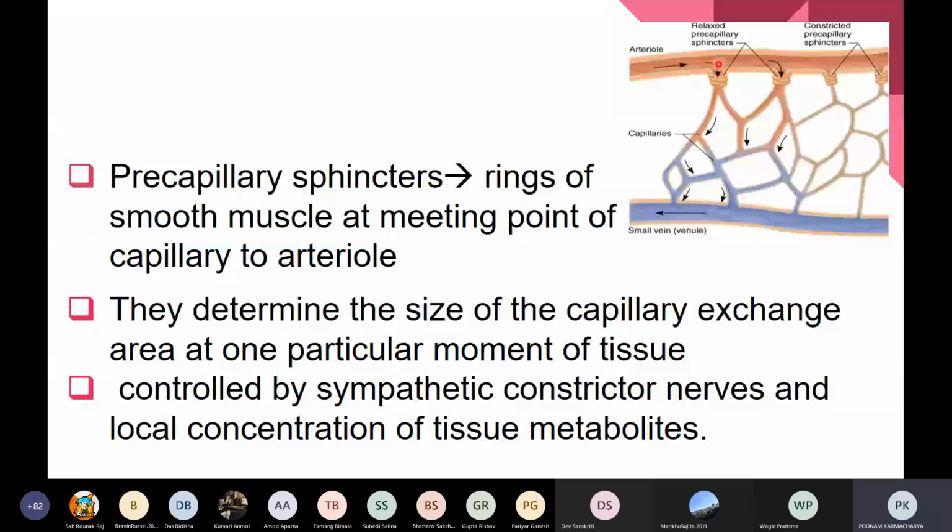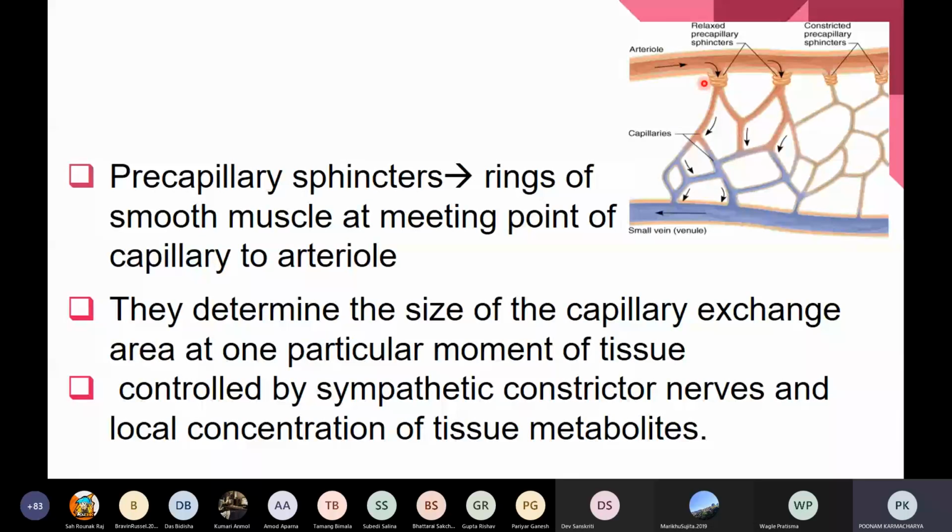And these arterioles, as I told you earlier, they are smooth muscle, right? They are rings of smooth muscle, and these rings of smooth muscle, or the precapillary sphincter, determine the size of the capillary access area at one particular moment of tissue. So it depends upon the sphincter how much blood flow the capillary will get. And this precapillary sphincter is highly under the influence of the sympathetic nervous system.